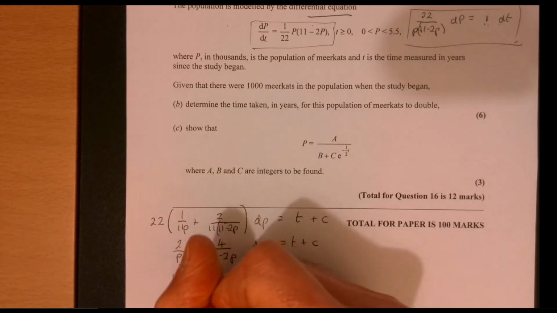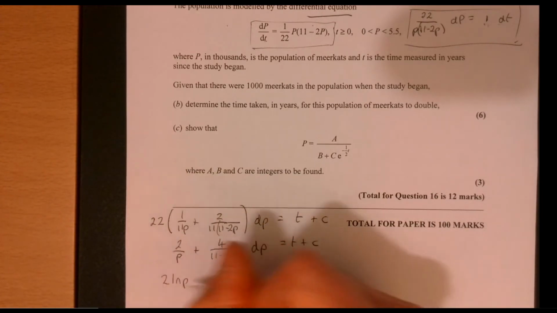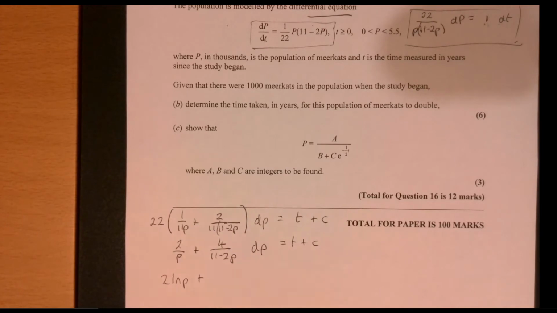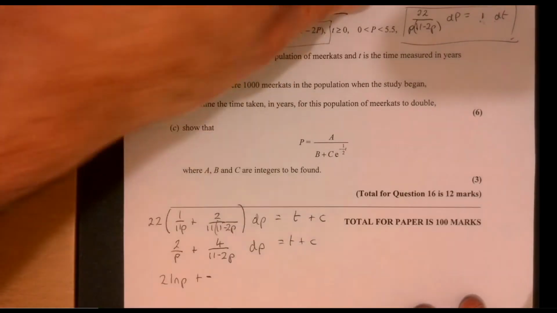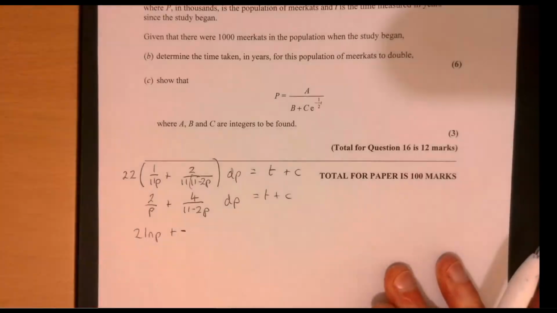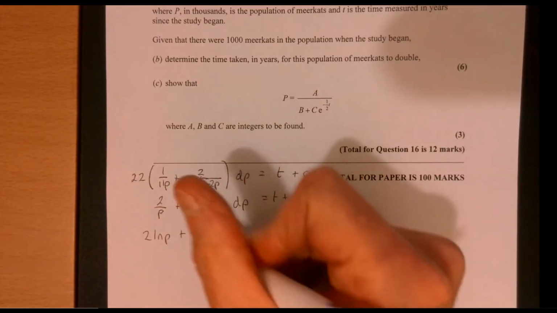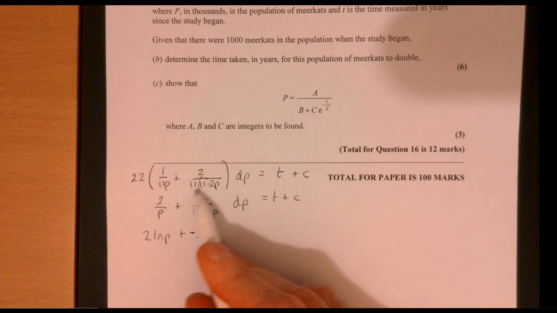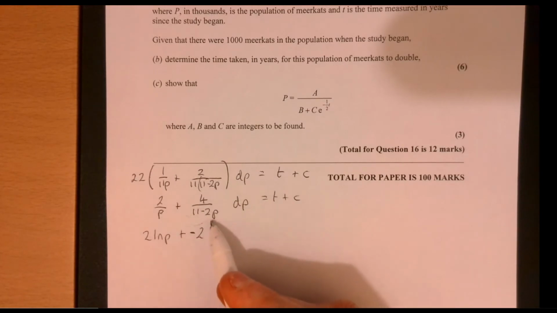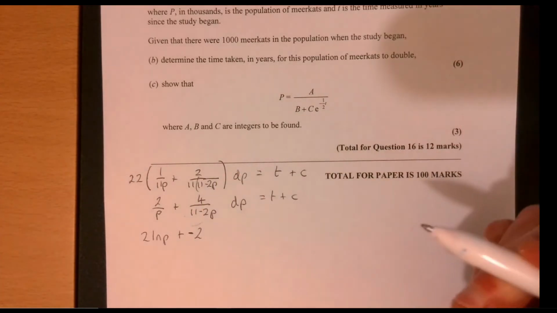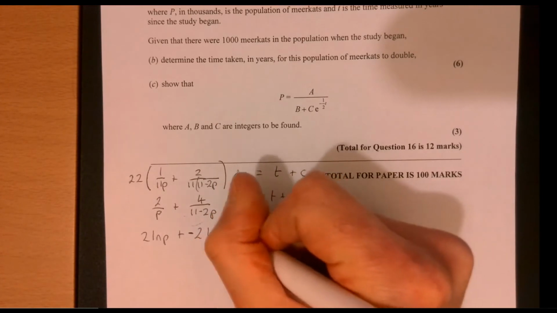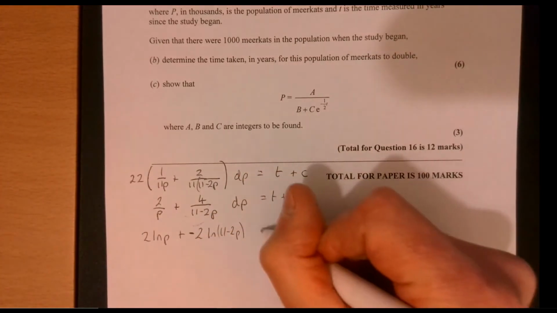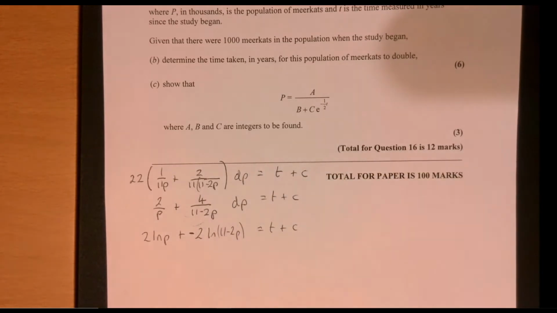Right, now we can integrate here. So this is going to give me 2 ln p. The next bit's going to give me a minus, not a plus. It's going to give me minus 2. You need to practice, make sure that you're comfortable about being able to integrate this part. So that's going to give me minus 2 ln(11 minus 2p). And we know that's equal to t plus c.